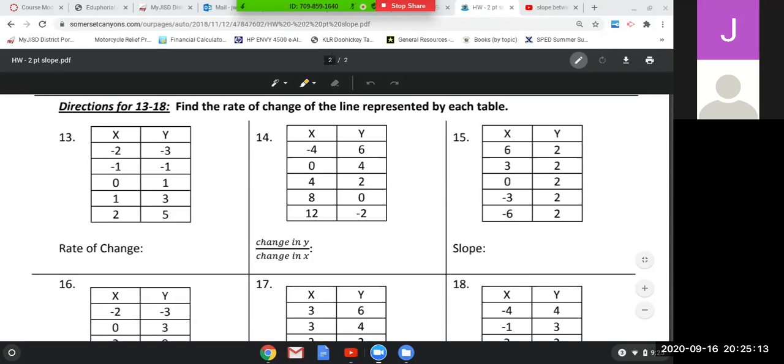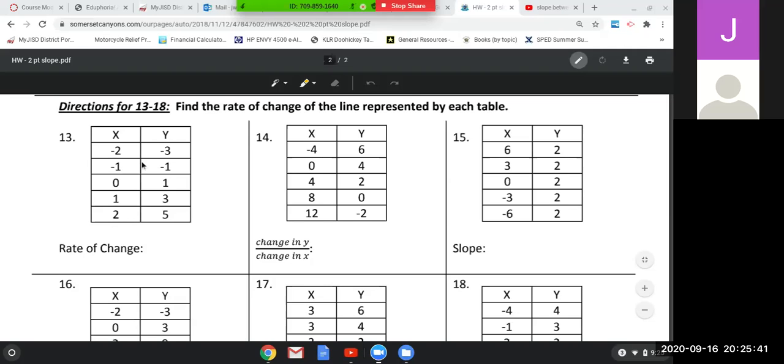Okay, another way we can find slope is if given a table. I can find slope if given a table. Now, all I need to remember is that slope is rise over run, which is a change in y over a change in x. And I said before that we would use the little symbol delta to represent change in, and we're going to find a change in y, we're going to find a change in x, and then we're going to take the ratio of those changes.